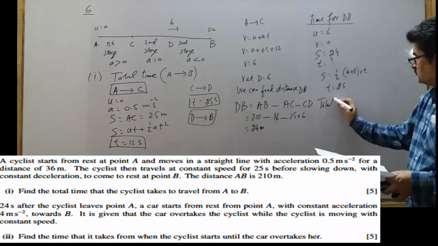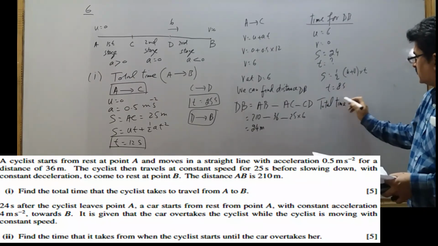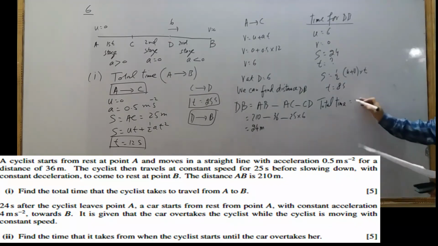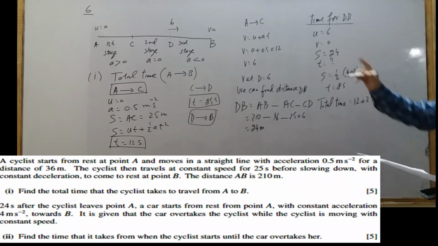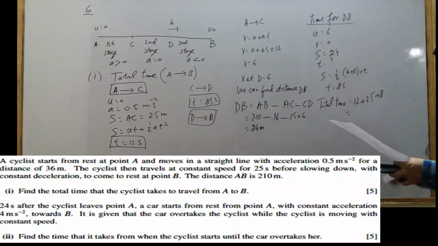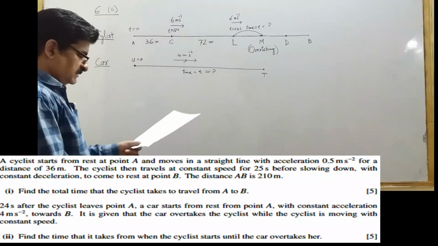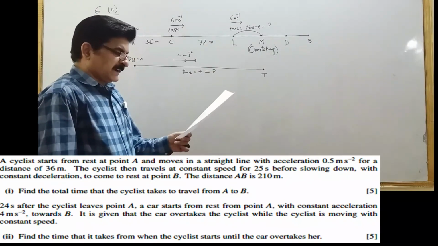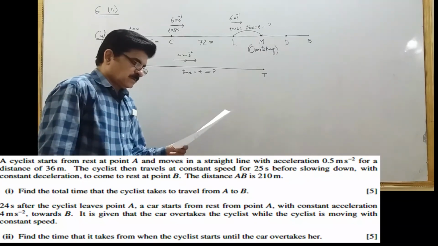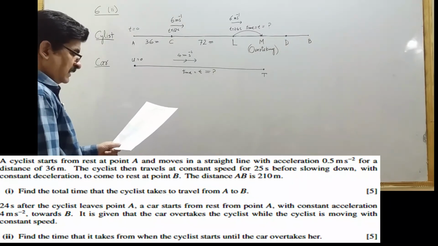So total time is what? Total time is 12 for A to C, then 25 from C to D, and then 8 from D to B. Final answer is 45 seconds. Question 6, second part. Find the time that it takes from when the cyclist starts until the car overtakes her.